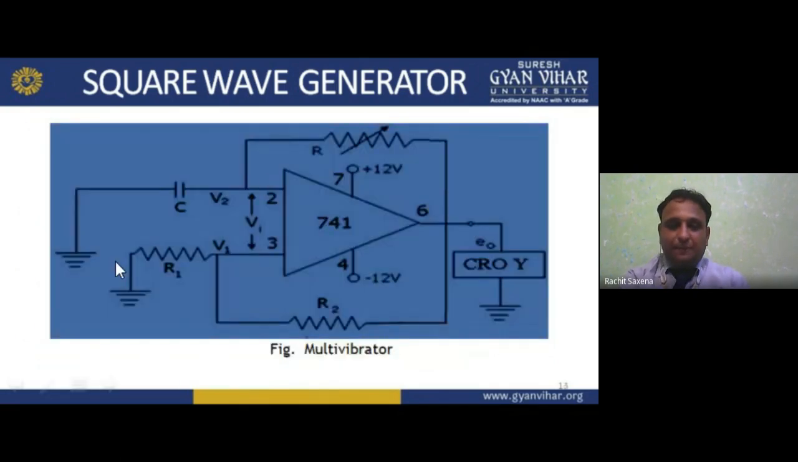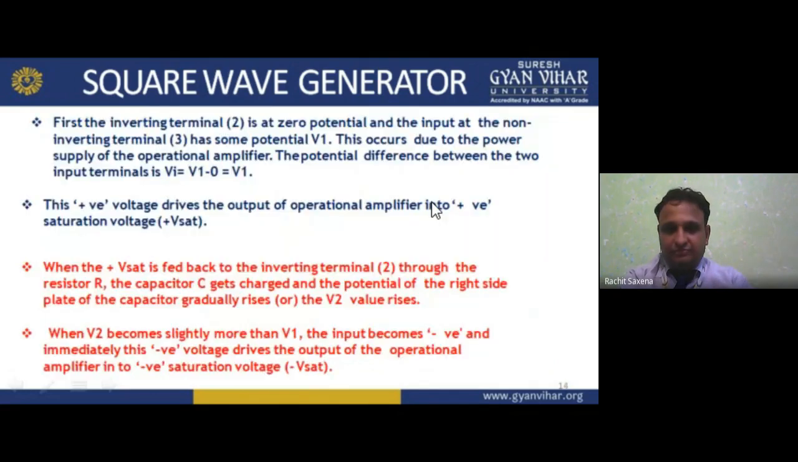Now see here. If I am giving V1 here, and V2 here is grounded, the inverting input is 0. But here we are having V1. So the output we are getting is V1 minus 0, that is V1. Now, the positive voltage drives the output of the operational amplifier, that is the op amp, into positive saturation voltage, plus VSAT. We also call this positive VSAT. VSAT is for the saturation voltage in the positive.